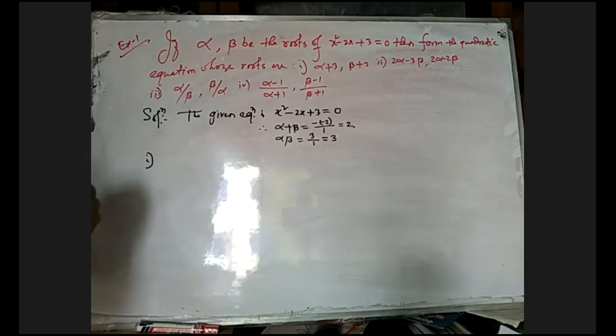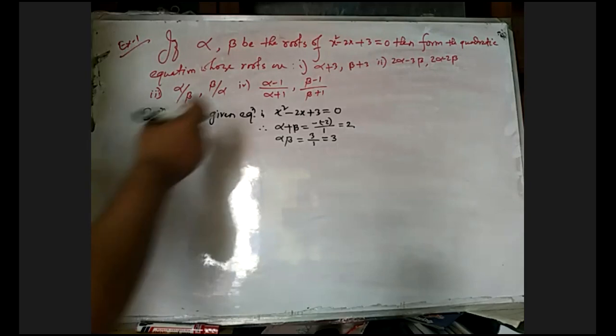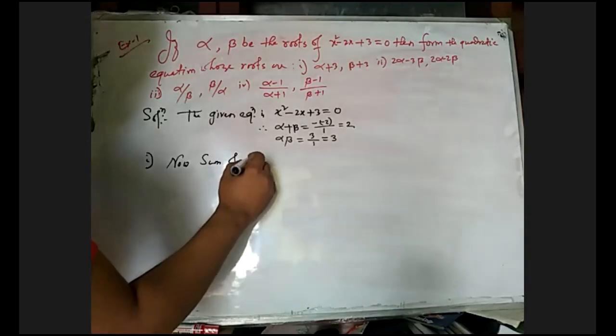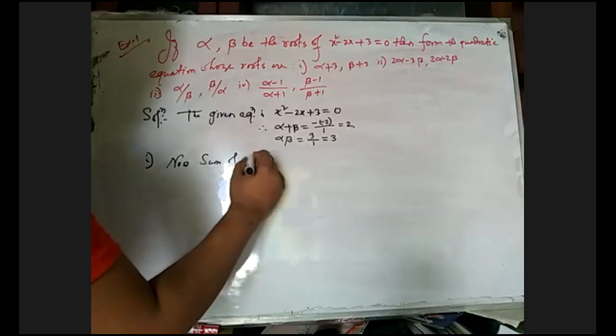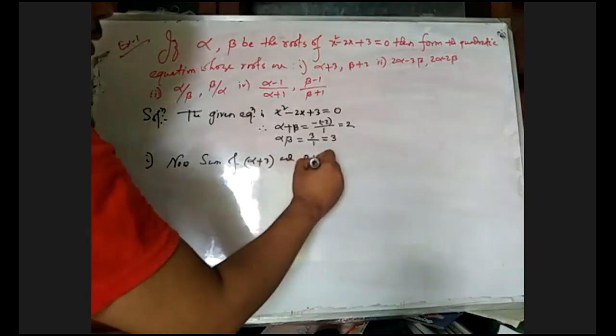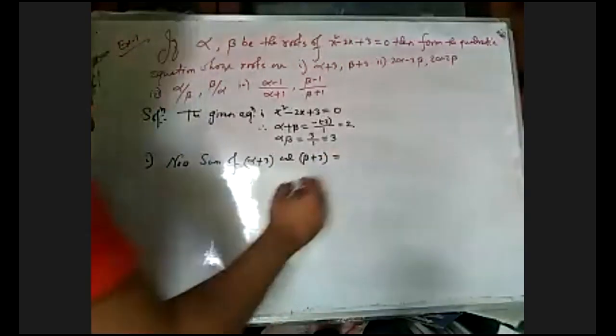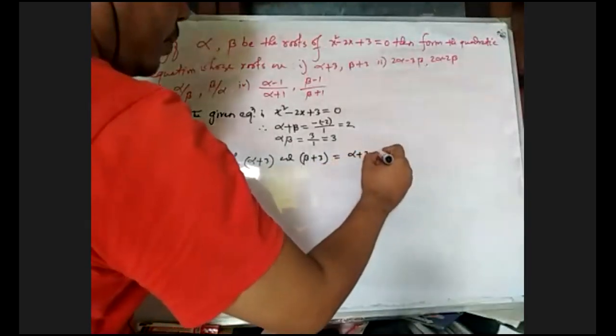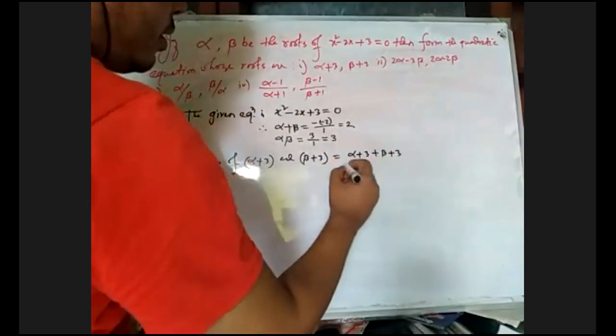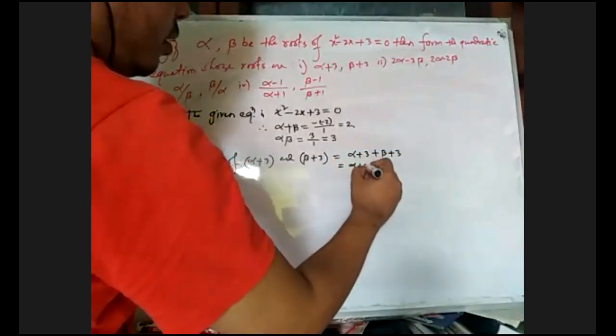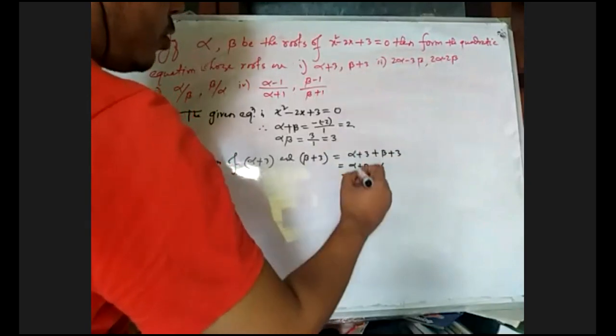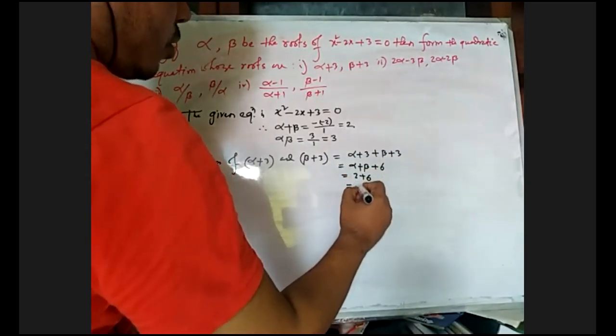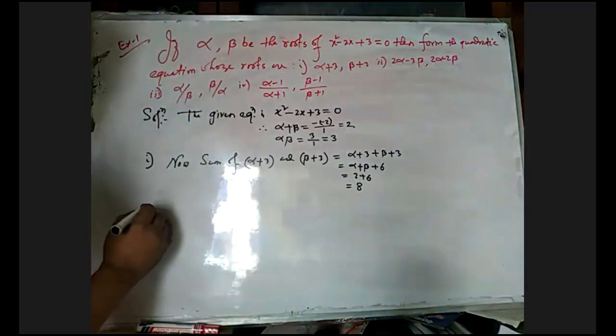Now, for the first part, you have to form the equation with alpha plus 3 and beta plus 3. Now the sum of alpha plus 3 and beta plus 3 equals alpha plus 3 plus beta plus 3. This equals alpha plus beta plus 6. Alpha plus beta equals 2, plus 6 equals 8.